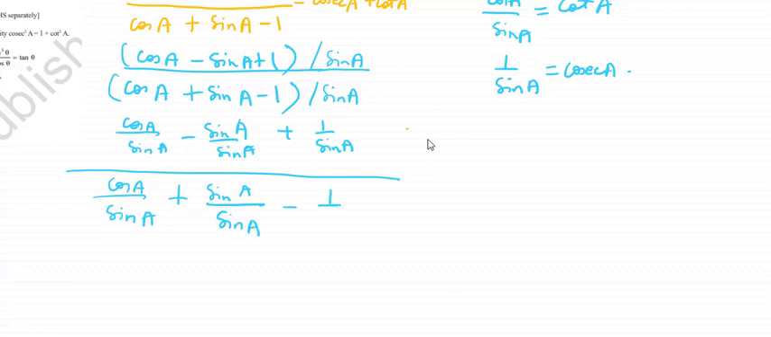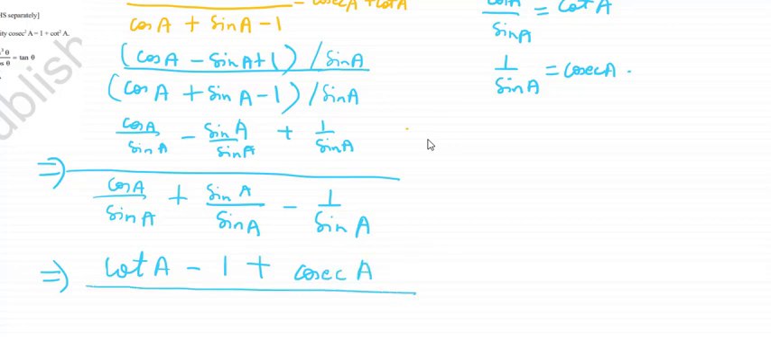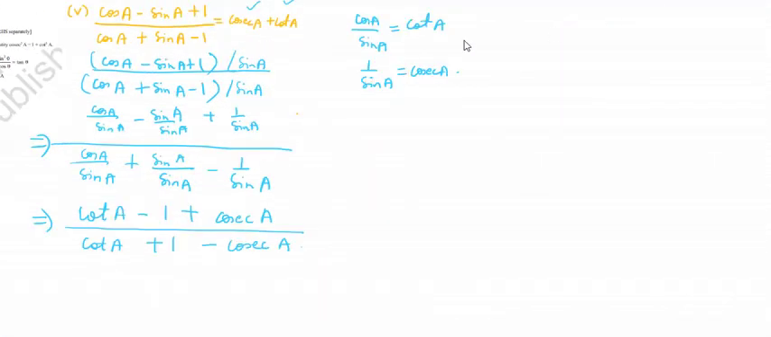Now cos by sine you can write as cot, I already told you, minus 1 plus cosec A. Then in the denominator you can write cosec A plus cot A, only that we need in the numerator. We don't need anything in the denominator. In the denominator it is just 1.